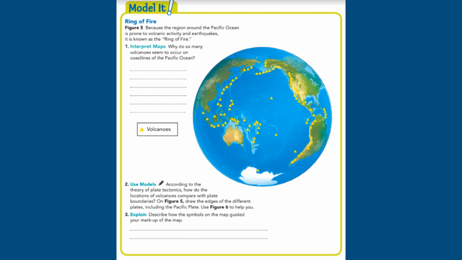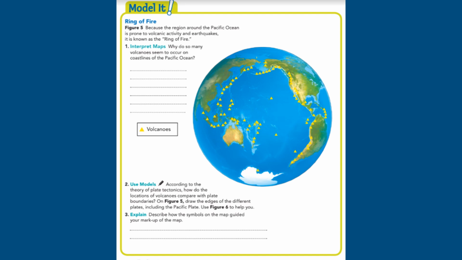Okay, so on 112, there's the Model It Ring of Fire. Because the region around the Pacific Ocean is prone to volcanic activity and earthquakes, it is known as the Ring of Fire. Why do so many volcanoes seem to occur on coastlines of the Pacific Ocean? Volcanoes often occur along plate boundaries, and there are many plate boundaries along the Pacific coastline.